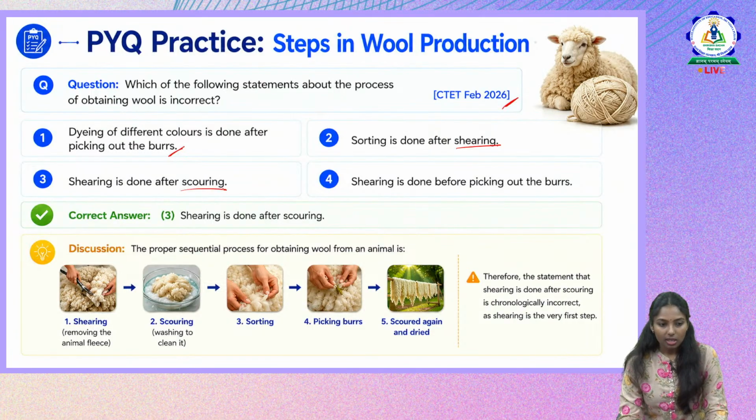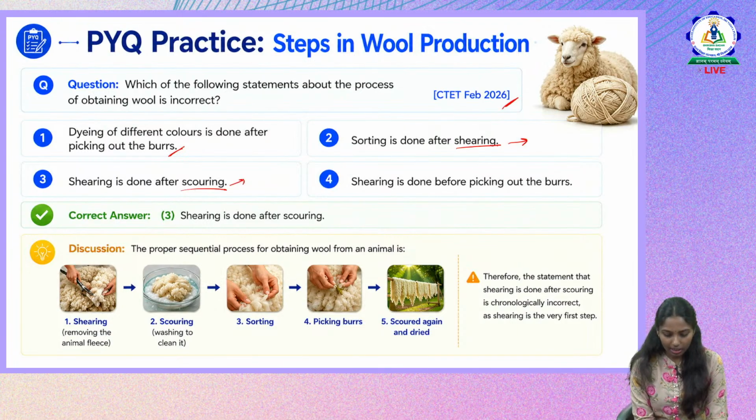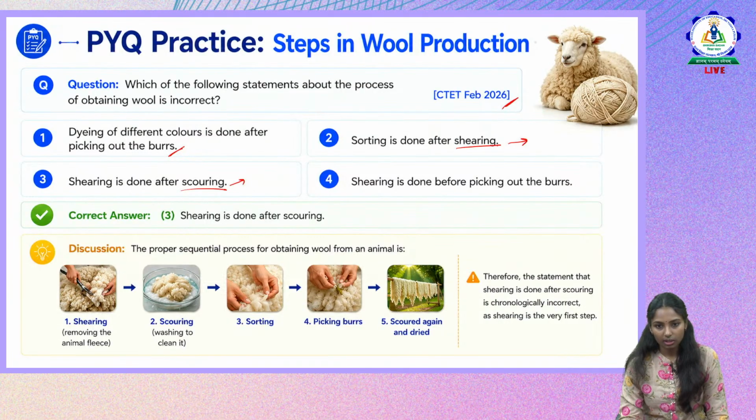Now we have to remember, in the process of obtaining wool, first they take out wool from the sheep, which is called shearing. That is the first step. Then after shearing they do scouring, that is cleaning. So shearing comes first, scouring comes next. Then after that they sort which wool is good. Then they pick out the burrs. Then they again wash and dry it. So this is the process of obtaining wool from an animal.